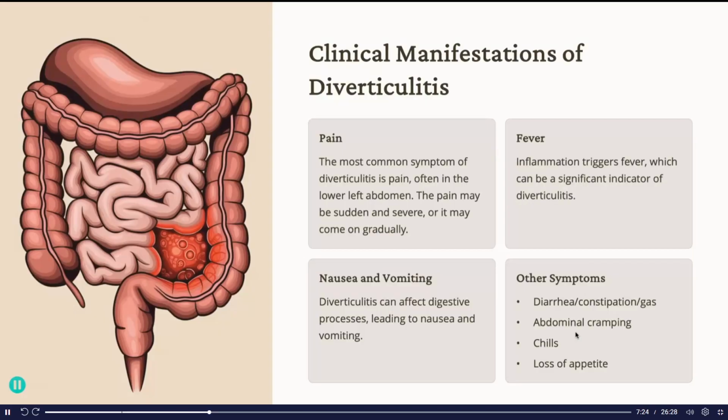So as far as that left lower quadrant pain, that pain might worsen when the patient is straining to have a bowel movement, or lifting something heavy, or even coughing. They may complain of blood in the stool. And some of these symptoms could be indicative of perforation or peritonitis, like the fever, the chills, that hard, rigid, distended, tender abdomen. The patient might have guarding, etc.